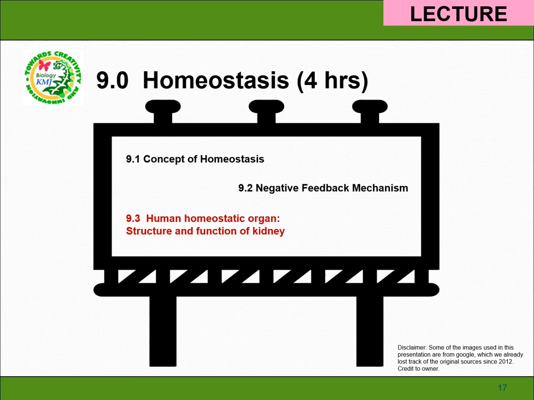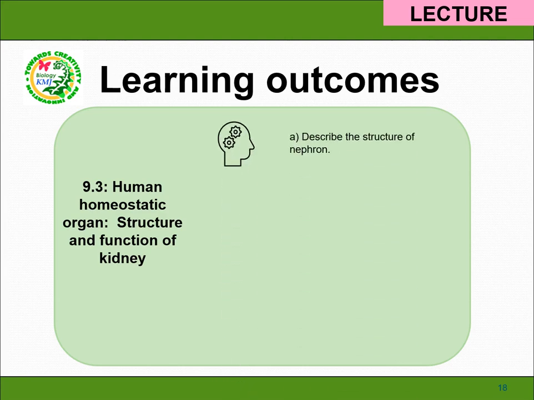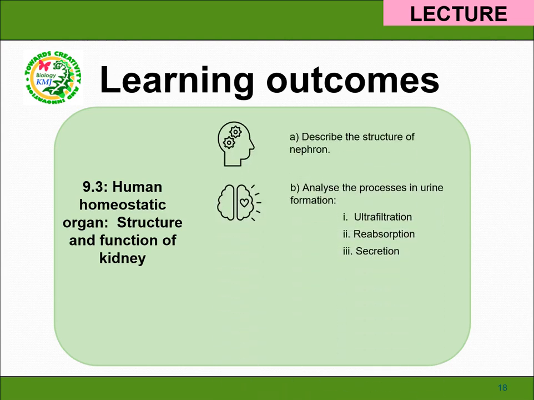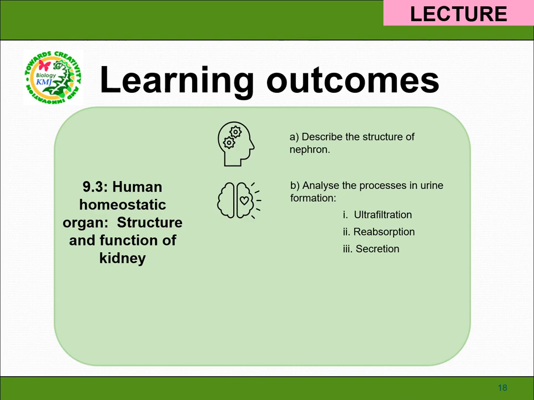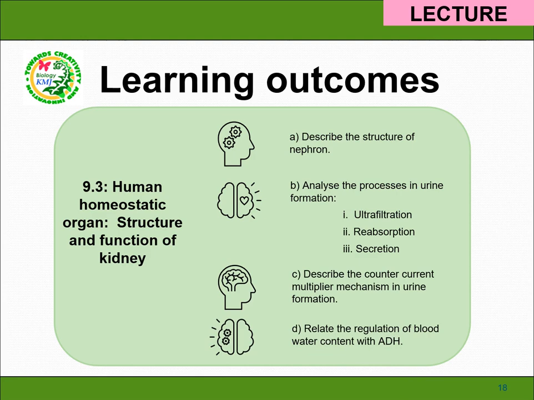Next part is 9.3, human homeostatic organ, structure and function of kidney. The learning outcome for this subtopic is to describe the structure of nephron, to analyze the processes in urine formation, to describe the countercurrent multiplier mechanism in urine formation, and to relate the regulation of blood water content with ADH. So part C and D will be covered in the tutorial part.